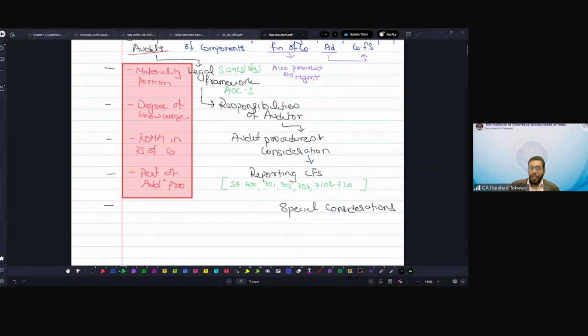So there will be no difference when it comes to the reporting, except there are certain points I will discuss in special considerations. But apart from that, your report is on similar lines to what we have already discussed with respect to the standalone financial statements. And to show you, I'll show you one example. Again, do not focus on the name of the company, because it's publicly available data I have taken from there.